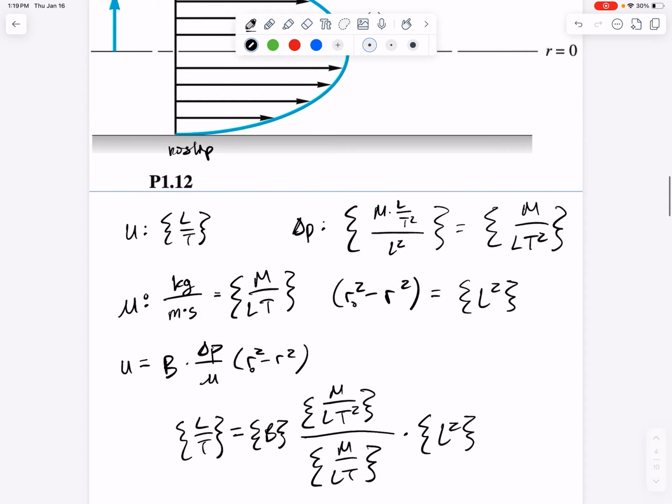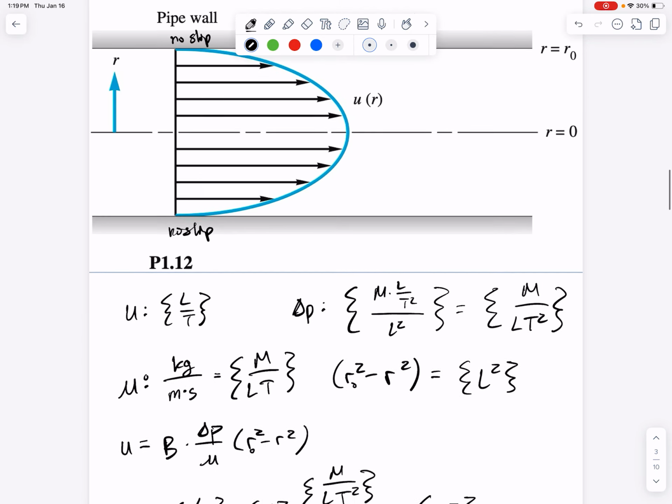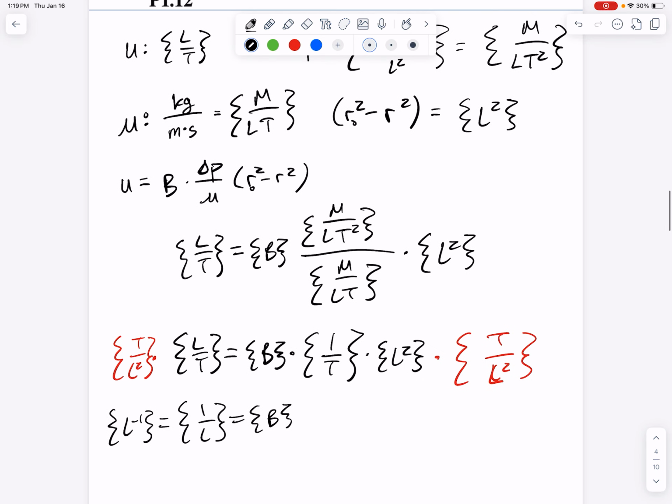Poiseuille's parabolic velocity profile. Okay, very similar to the other problem. Now let's jump to a more complicated problem.